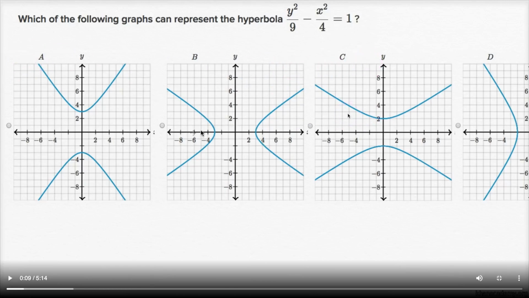We can give it some, let's say, special point. For example, how about we set x equal to 0? If we do so, we'll get y squared equal to 9.